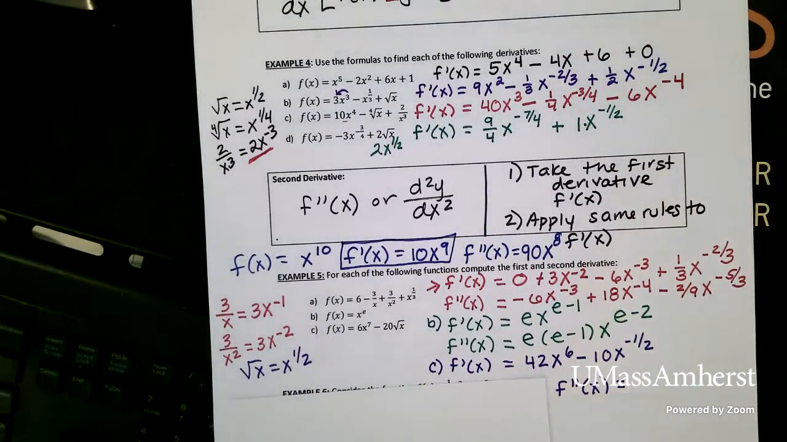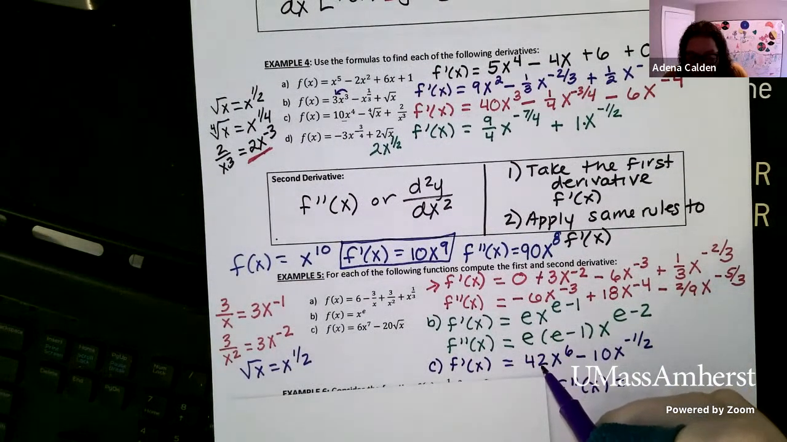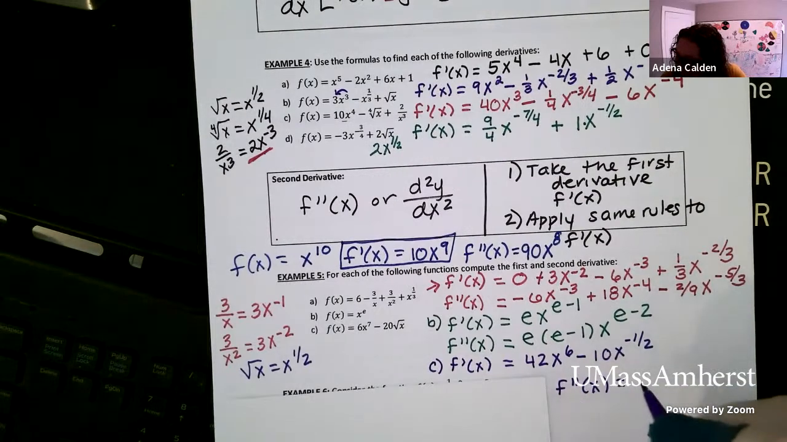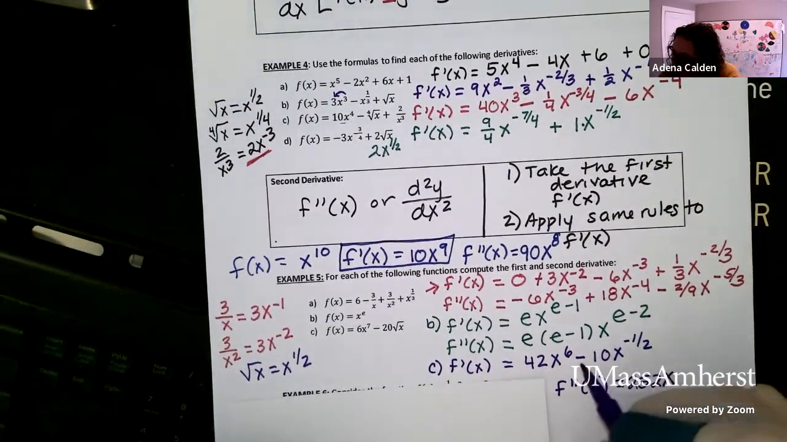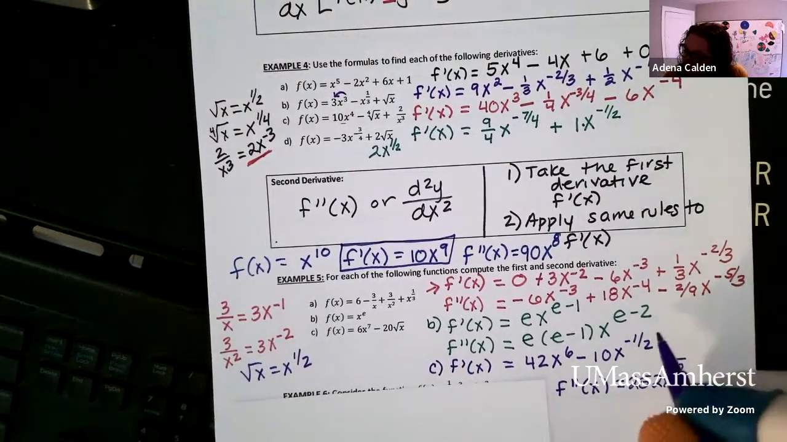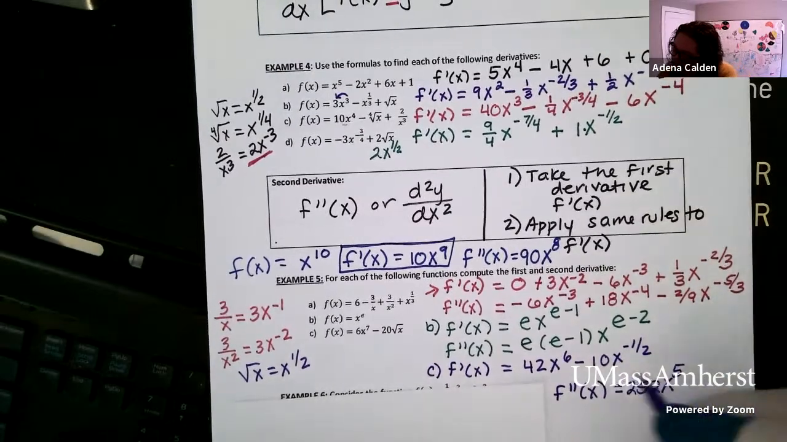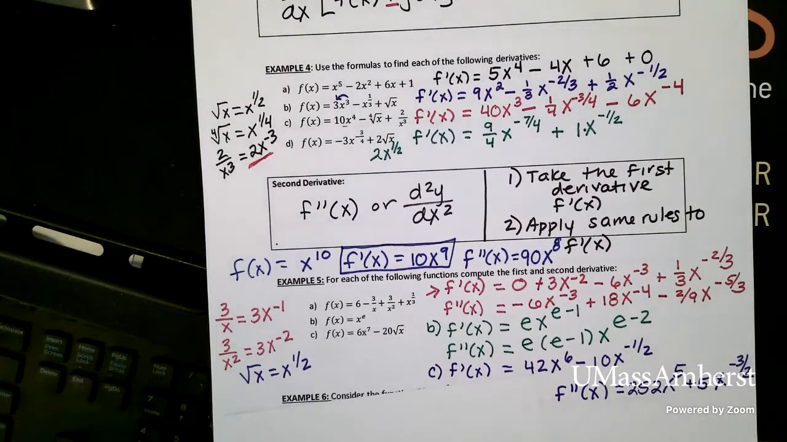So now when we go ahead and take the second derivative, the 6 is going to come down and multiply the 42. So we're going to get 252x. We subtract 1 from the power, so to the 5th. And then the second term, the negative half comes down and multiplies the minus 10. So we get plus 5x, and we subtract 1 from the power. So to the negative 3/2.